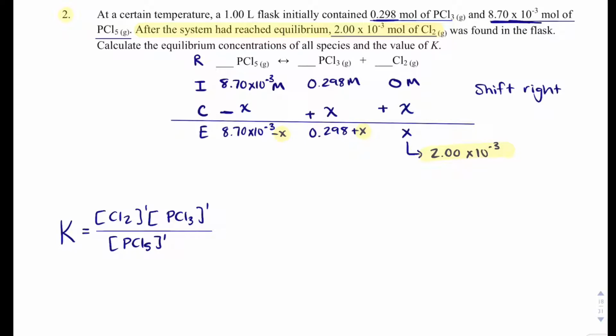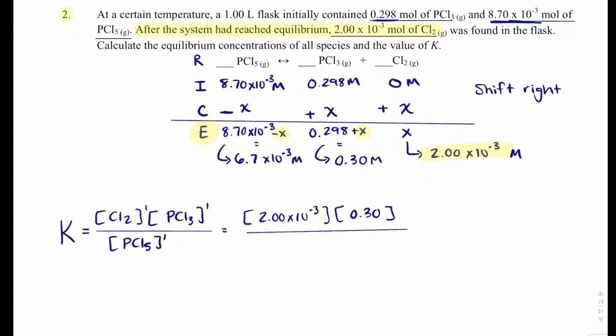And to keep this video short, I have done that. And this is 6.7 times 10 to the minus third after I've plugged in X. And this one is 0.30. These are molarities. So now that I know the equilibrium values, whatever this equilibrium row is, I can plug those in. So Cl2 is 2.00 times 10 to the minus third. PCl3 is 0.30. And I'm going to divide it by PCl5, which is 6.7 times 10 to the minus third. And those are the equilibrium concentrations.